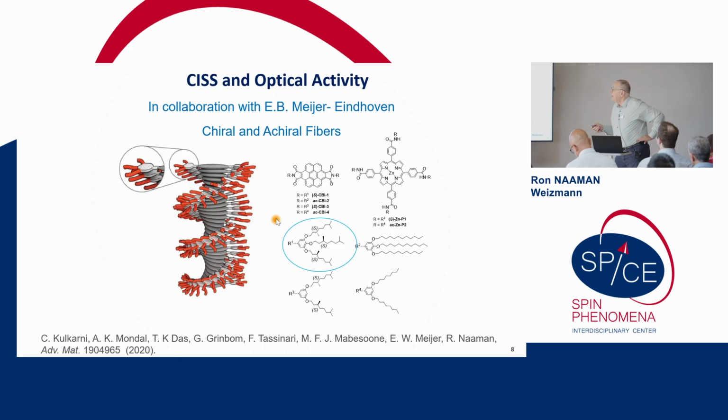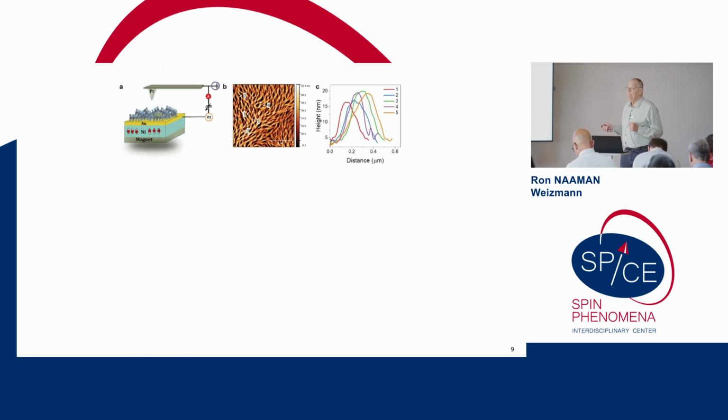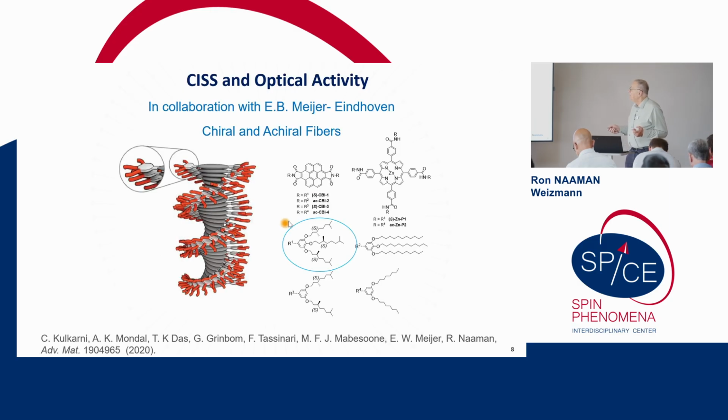Okay, so here I joined forces with Bert Meijer from Eindhoven, and Bert is an expert in making these molecules. The name doesn't matter for you, but these molecules have on the side a group that can be either chiral, not chiral, or the opposite chirality. And according to this chirality, these molecules make wires. And the wires are chiral by themselves.